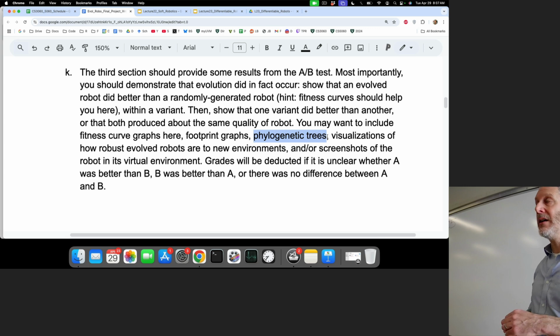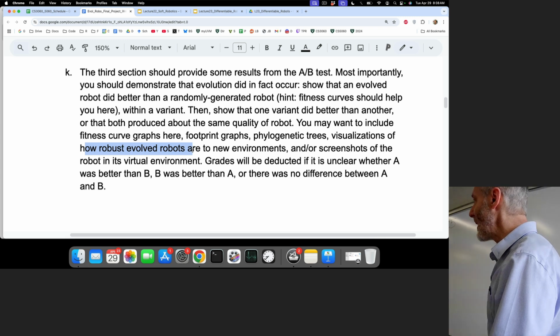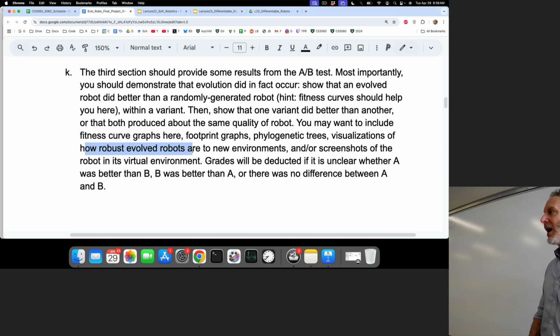We saw in the lecture on the Golem project back in the Sim to Real section, phylogenetic trees, so you can plot genetic relationships between individuals in the population. Visualizations of how robust your evolved robots are to new environments. If you remember back to the minimal cognition experiments, they would evolve robots and then play those evolved robots back in many, many different, slightly different environments to those they experienced during evolution. And they plotted generally how well or how poorly those evolved robots did in new environments.